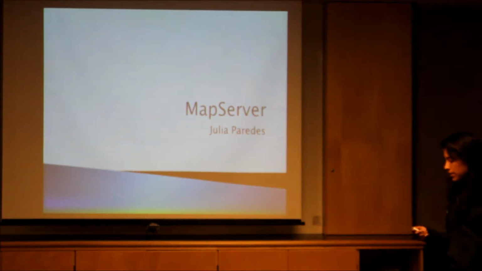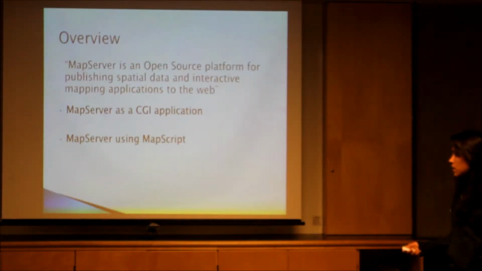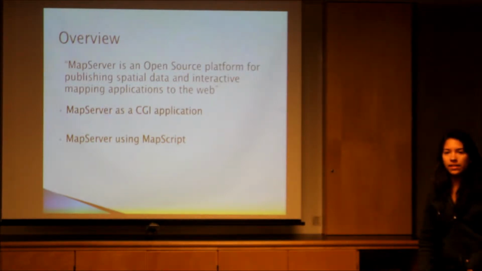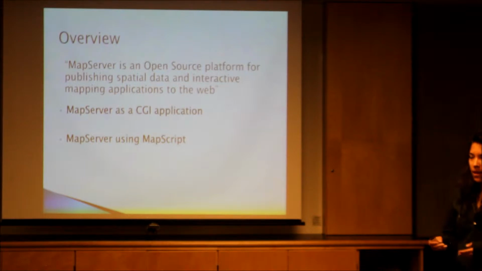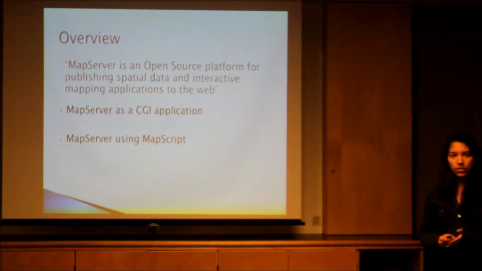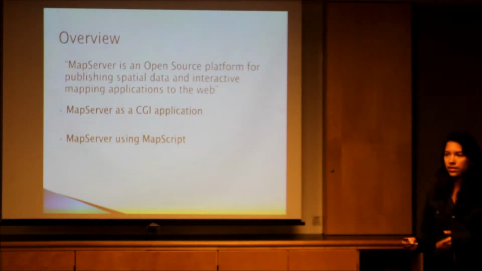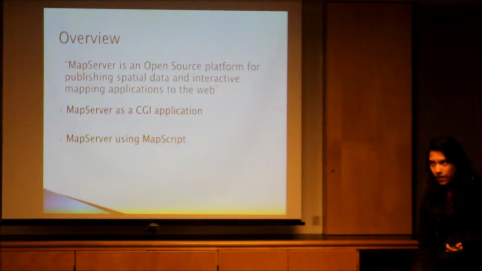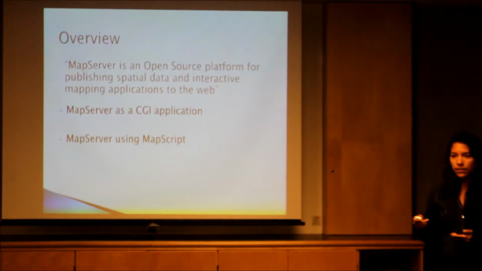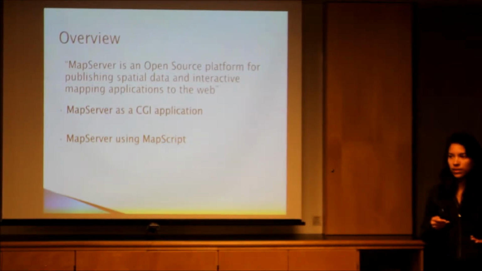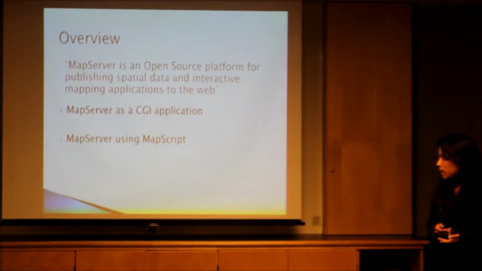Julia, we're going to talk about MapServer. So MapServer is basically a tool to output images and maps. At the most basic, MapServer is just a CGI application. And what it does is use information that you have in your map file, or even through a URL, and output an image according to the specifications that you give.